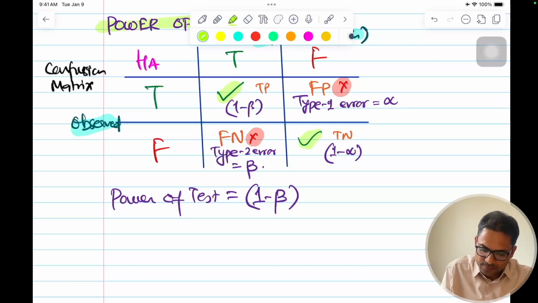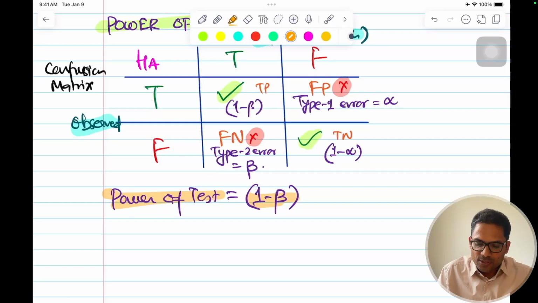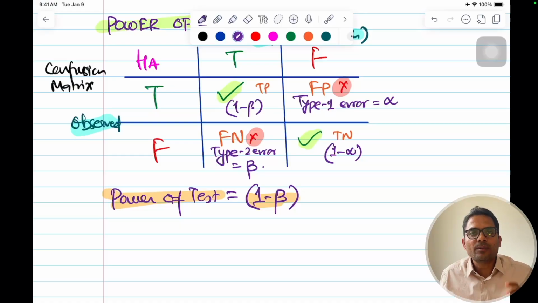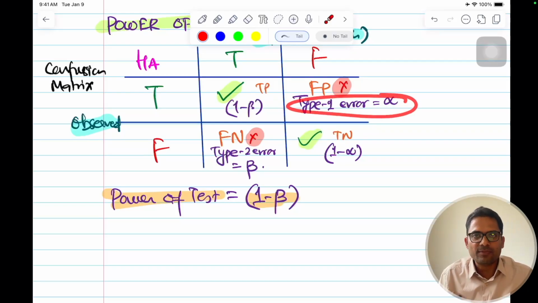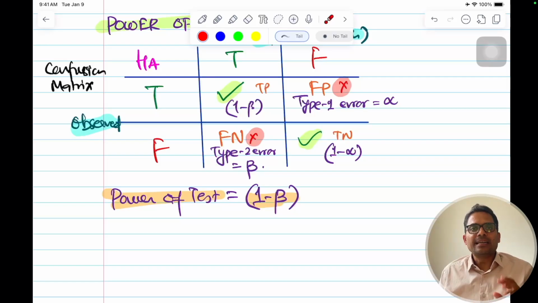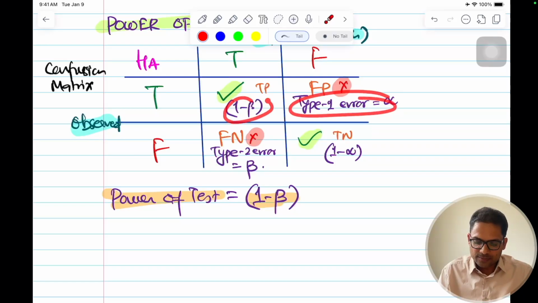Okay. This is the probability of correctly accepting the alternate hypothesis. In words, it is the probability of correctly accepting your alternate hypothesis, or the probability of correctly rejecting the null hypothesis. Okay. And significance level, or your alpha, is your false positive rate or type 1 error. So this is the maximum risk that we are willing to take to incorrectly reject a true null hypothesis. So these are just wordplay, but if you understand this, the statements will start making sense.